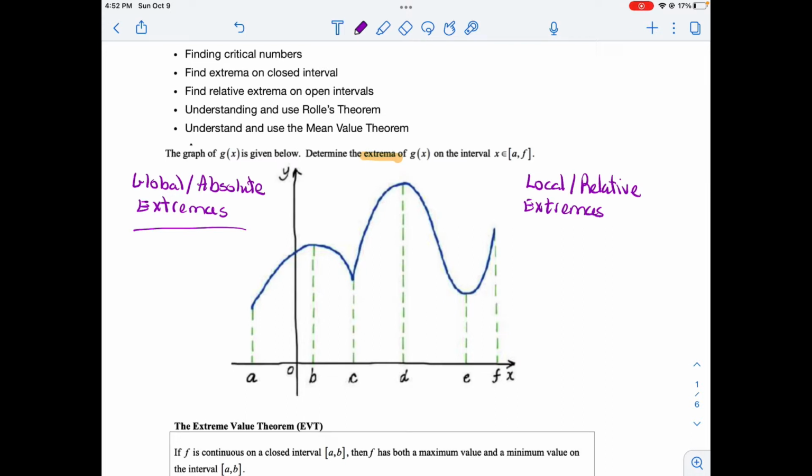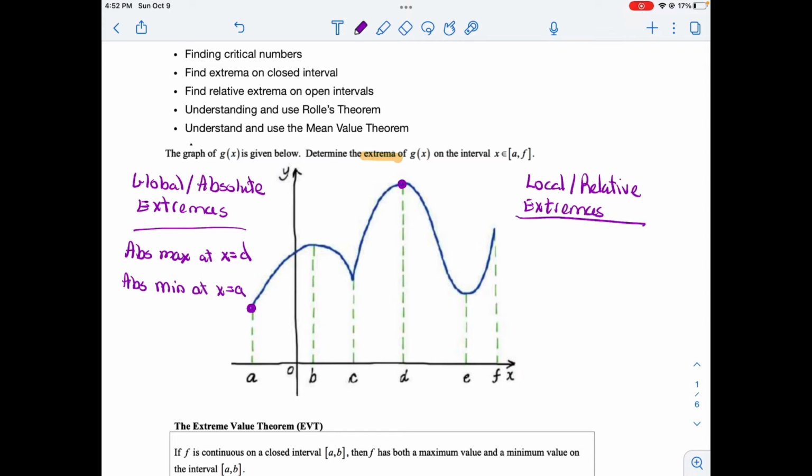So let's identify some global extremas. The global maximum is the absolute largest point of the graph on whichever interval you're looking at. In this case, we're looking at the interval from A to F. Our absolute maximum would occur at x equals d in this case. And our absolute minimum, the lowest point on our graph, will occur when x is equal to a. So those are the global or absolute maximums.